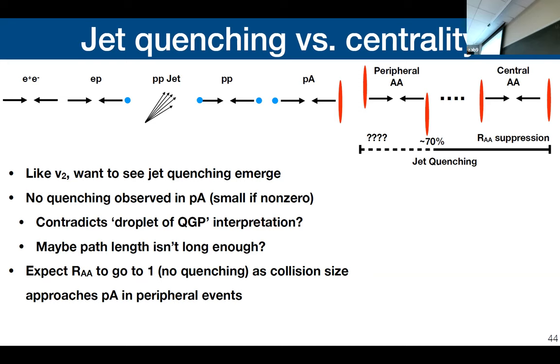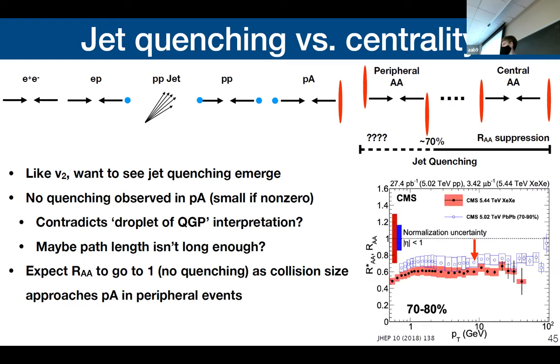And the conventional wisdom, as I said, is that RAA should go to 1 as the collision size approaches pA collisions, because we have not seen quenching in pA collisions. So we would expect a smooth transition to RAA equals 1 in this kind of peripheral region. So we actually did this measurement along with the previous measurement that I showed.